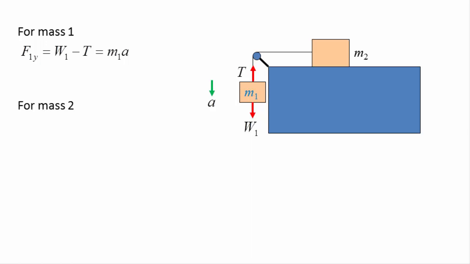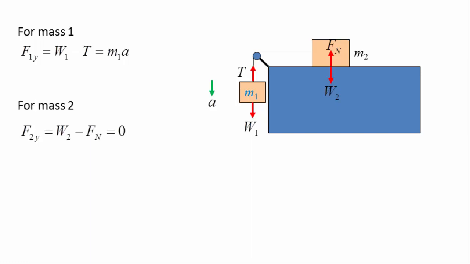Now let's look at mass 2. As mass 2 is sitting on a horizontal surface, its weight is pushing down on that surface due to gravity. Naturally, the surface pushes back up via the normal force in accordance with Newton's third law. The net result is no movement in the vertical direction for mass 2. So the force equation for mass 2 in the vertical direction is the weight of mass 2 minus the normal force exerted on mass 2 being equal to 0.